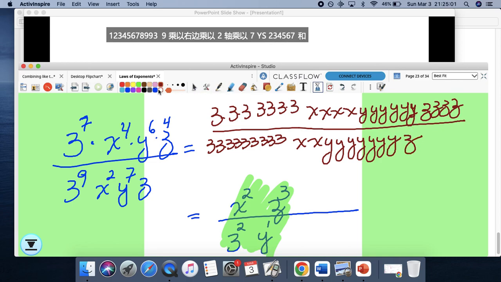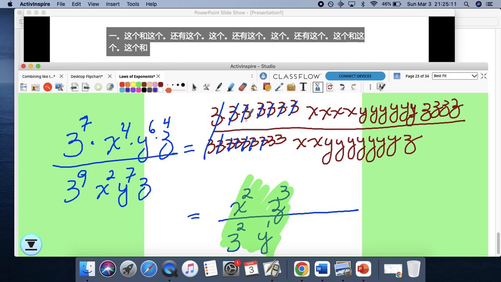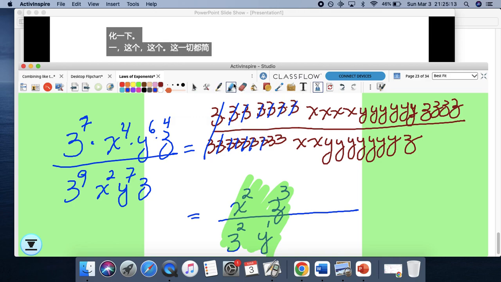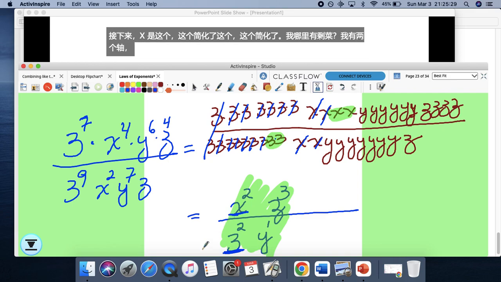Let's simplify. And again, this one and this one, this one and this one, and so on. So it all simplifies to 1. What do I have left over? I have 3 times 3, which is here. Next, the x's. This and this simplifies. This and this simplifies. Where do I have left over? I have 2 x's. Where? In the numerator, which is right here.